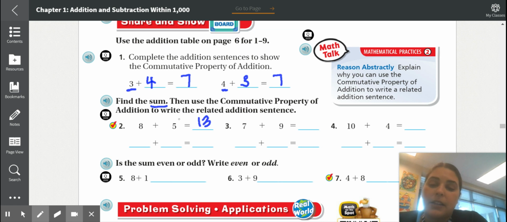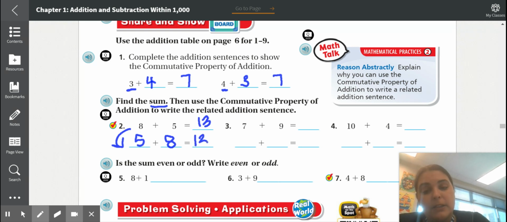Now we're going to take this addition sentence and do it again down here, but now we are changing the order of the numbers. So is 8 going to come first? No. Now it will be 5. 5 plus 8. What is our answer going to be? Will it stay the same? Yes, because of the commutative property of addition.